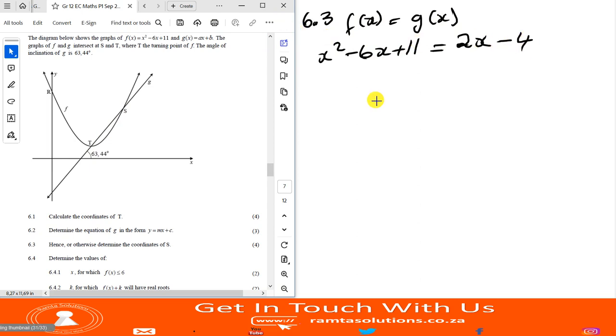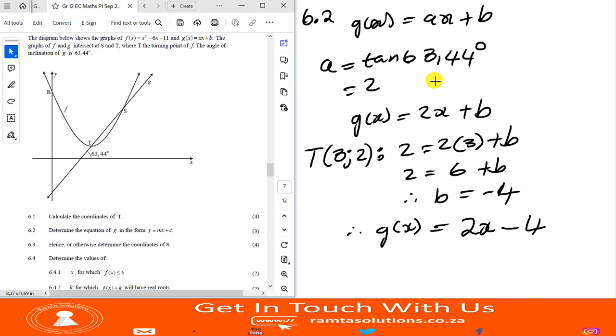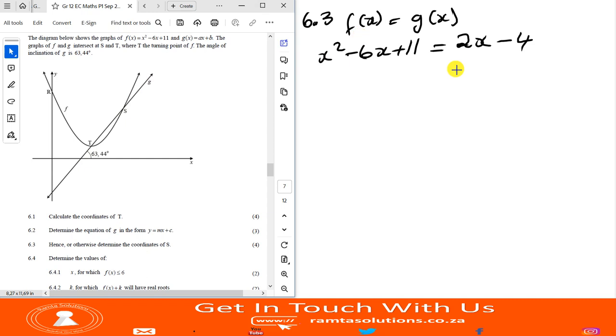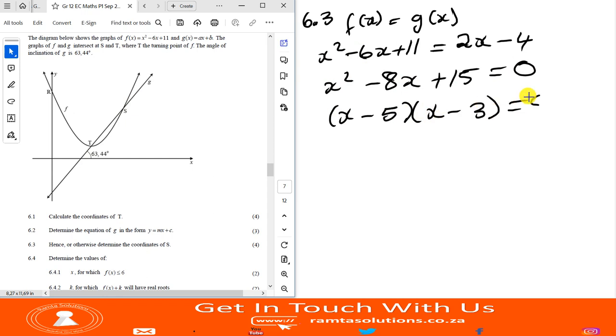By the way, I forgot to make a comment here. It makes sense that the gradient is positive. As you can see, when the straight line slopes like this, your gradient is positive, right? So proceeding, we will say x squared minus 8x plus 15 equals 0. The factors of 15 are 5 and 3. So this means x is 5 and x is 3.